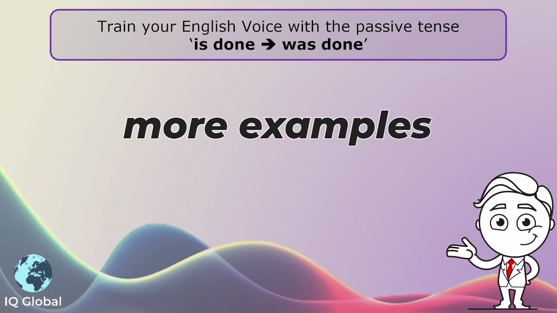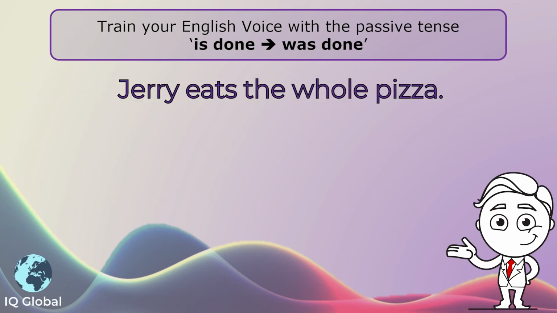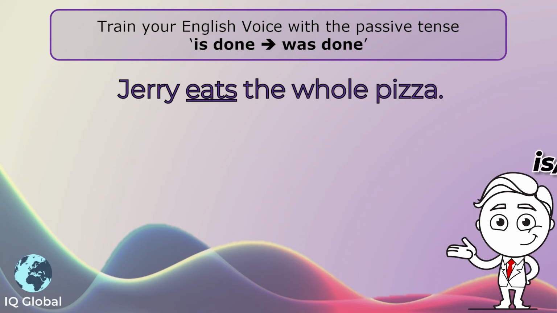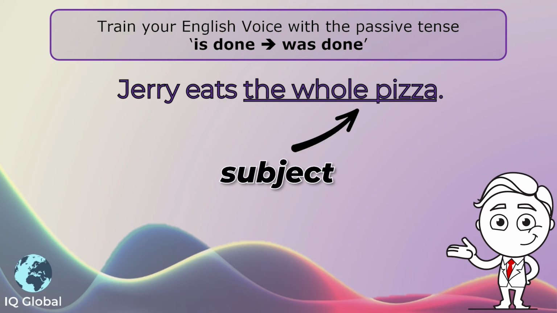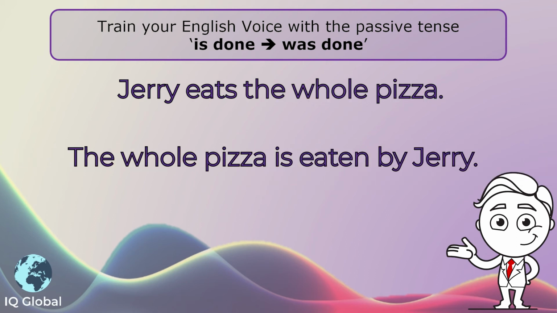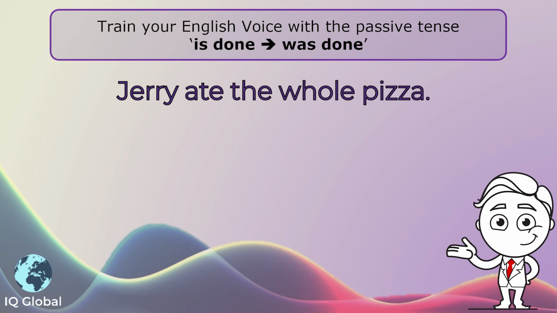Let's have a look at some of our own examples. Jerry eats the whole pizza. We see it's the present tense, so we will use is or are plus past participle. The subject comes after the verb, so the subject is the whole pizza, and the sentence becomes the whole pizza is eaten by Jerry.